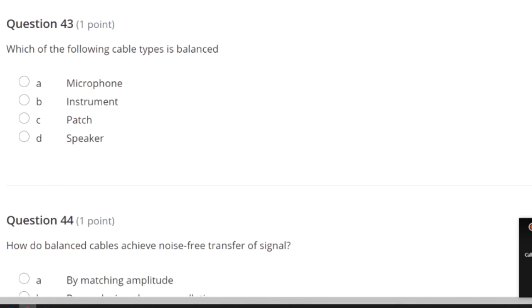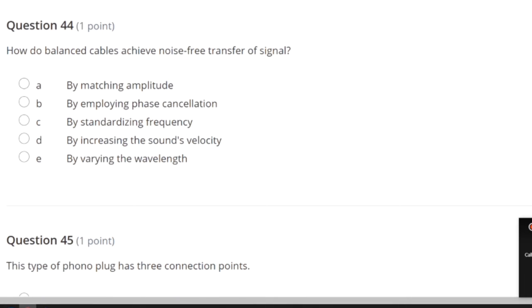Question 43. Which of the following cable types is balanced? A. Microphone, B. Instrument, C. Patch, or D. Speaker? Out of these cables, it is the microphone cable that is balanced. It has 3 connection points: a signal, a reverse polarity signal, and a shielding or a ground. 3 wires.